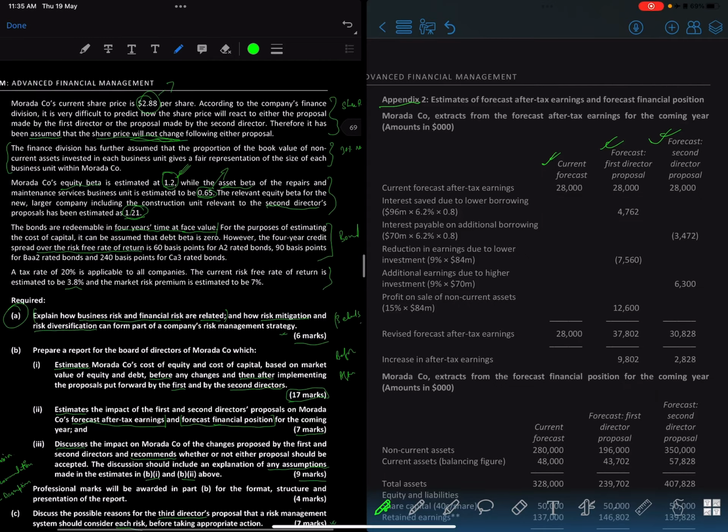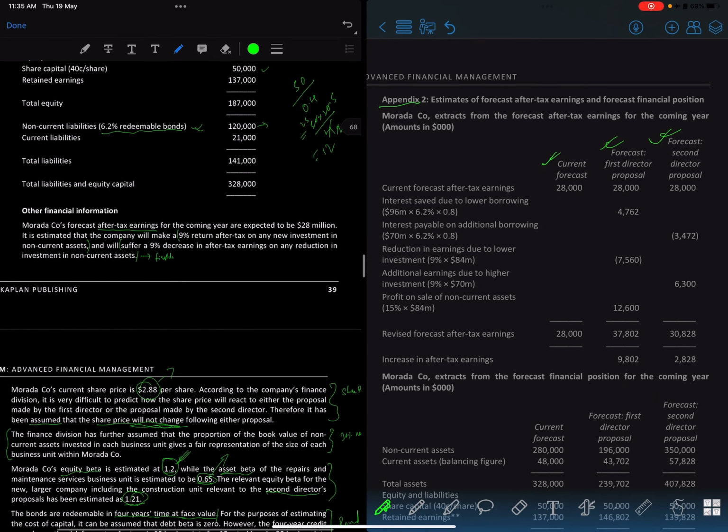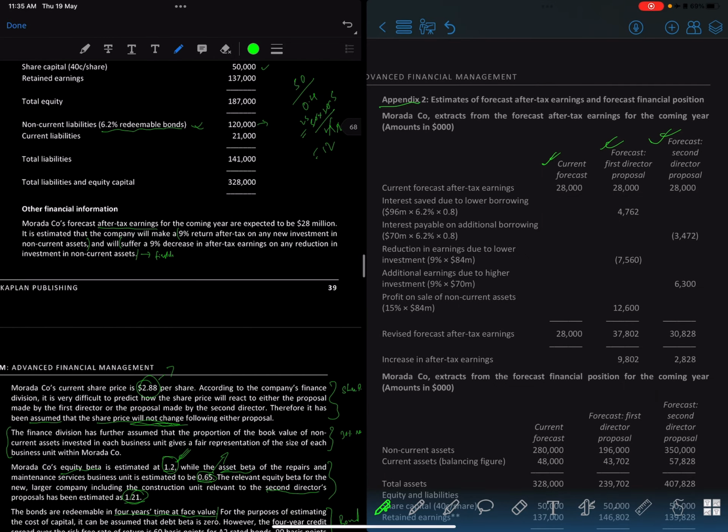What's the after tax earnings? 28 million. After tax earnings. And then what we need to take account of is this thing as well. It's estimated that the company will make a 9% return on any new investment. So in the second director's proposal, right? In the first director's, we will be making a reduction. And these are after tax. So we will basically have to add, okay, this is a 9% after tax earnings.